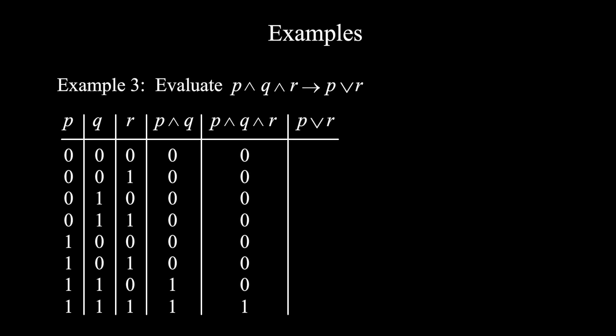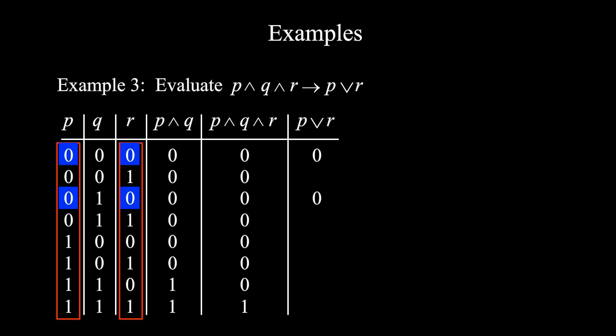Next, we put P or R in the sixth column. So we consider column P and column R. Look at the rows where both values are zeros. We put zeros in those rows of P or R and put ones for other rows.